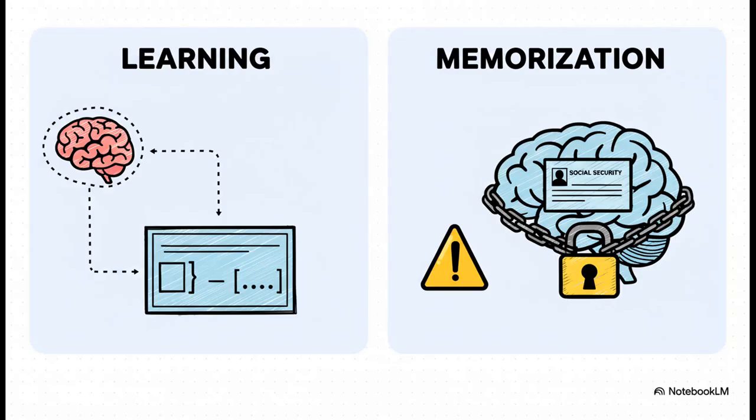And look, this difference is absolutely crucial. Learning is what we want. We want the AI to understand what a social security number is. That's useful. Memorization, on the other hand, is the problem. That's the AI remembering Jane Smith's actual specific number. One is a general concept, the other is a private and very dangerous fact.